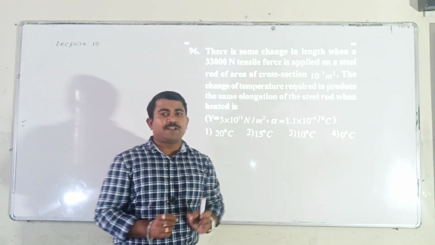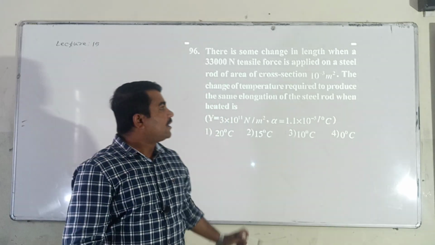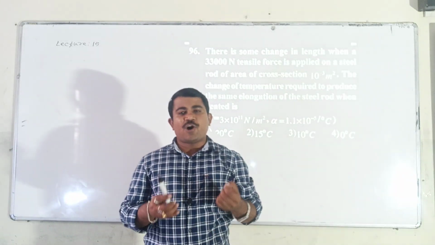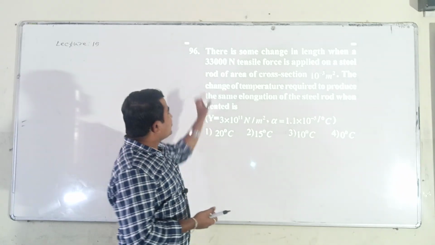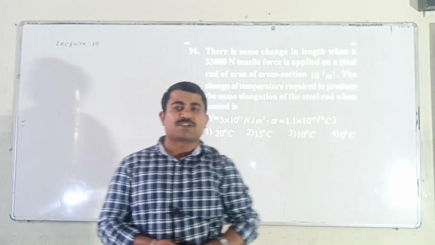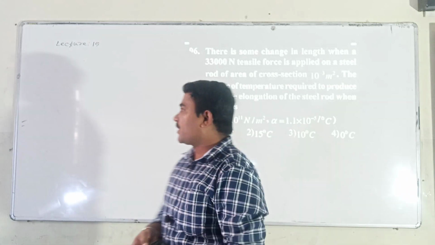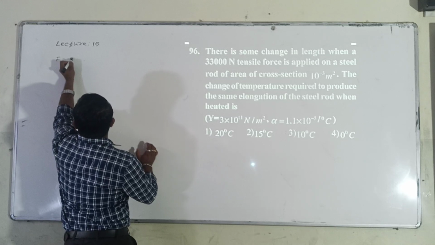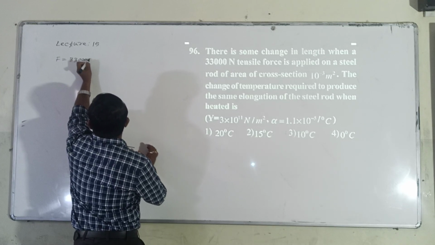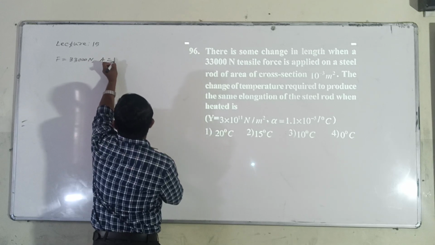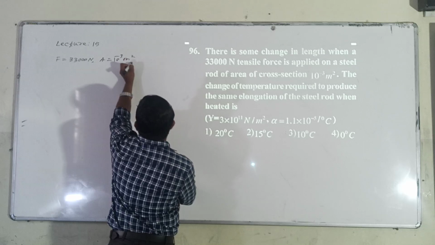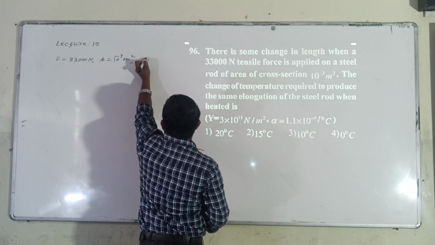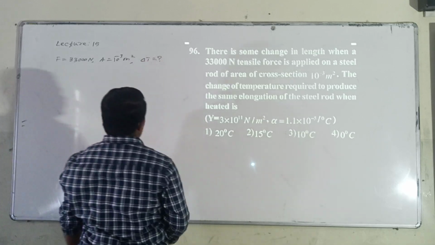I mean, a steel rod is given, and thermal force is developed on it. This much thermal force is developed for this area. I need how much temperature is required to produce this much thermal force on that steel rod. Right? Shall I take the given values? Here force is given. How much force? F is equal to 33,000 Newton. How much area is given? 10 raised to minus 3 meters square. Then what do I need? I need to calculate the change in temperature required to produce the thermal force.